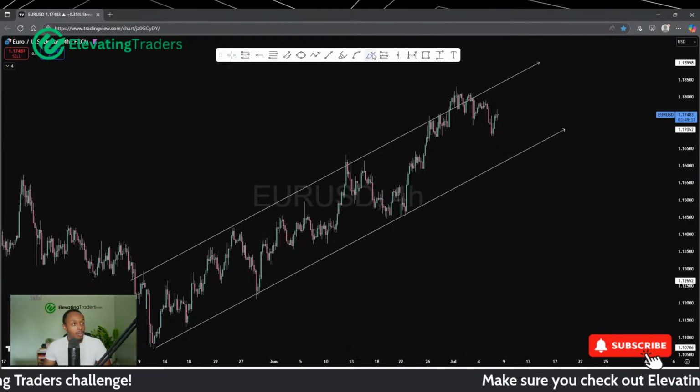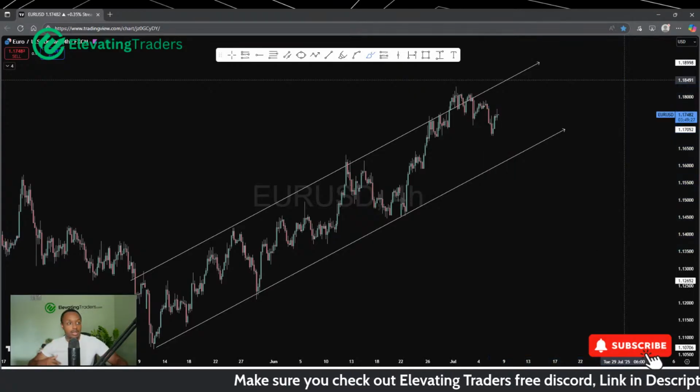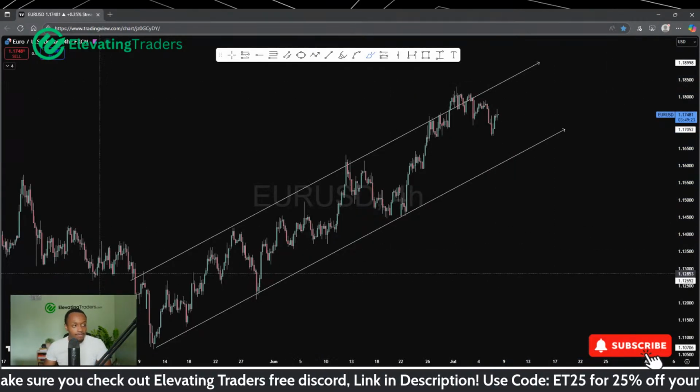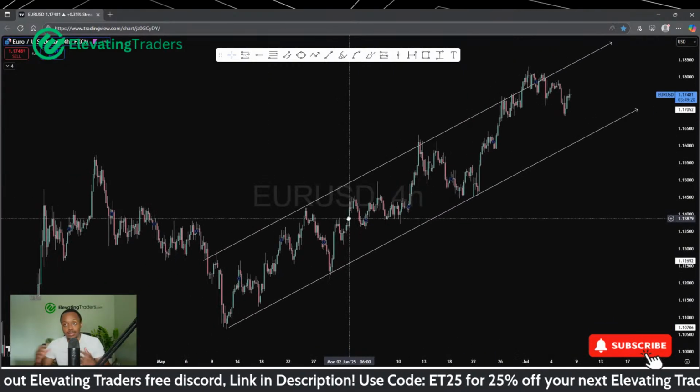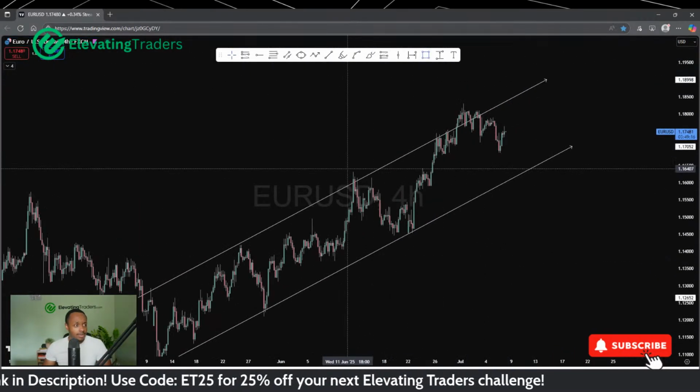We might have a bigger pullback on the cards for a while before maybe the bigger move and the longer term trend does continue. But I do expect to see a bigger pullback at some stage. You can see prices been moving in this ascending channel for quite a while, fading at the highs there. Perhaps we might see a deeper pullback.